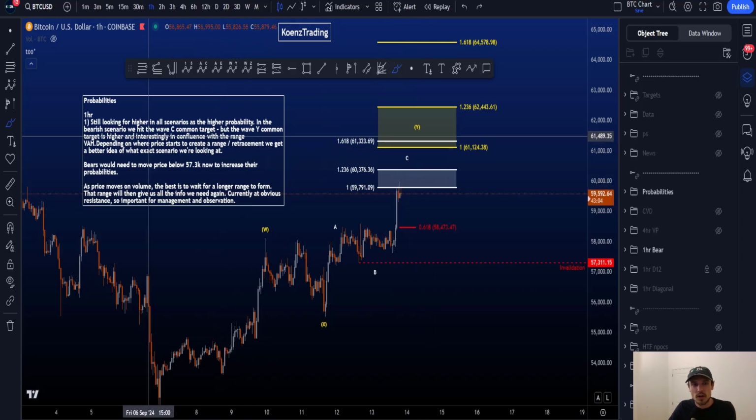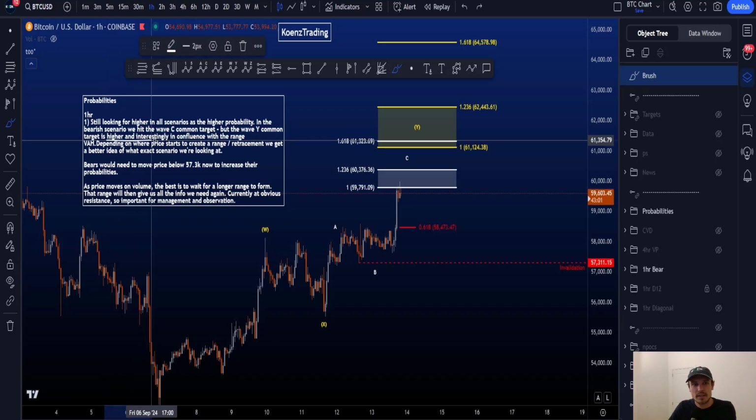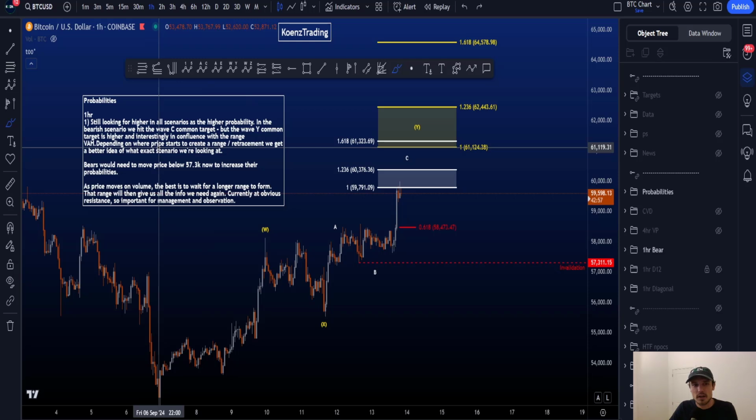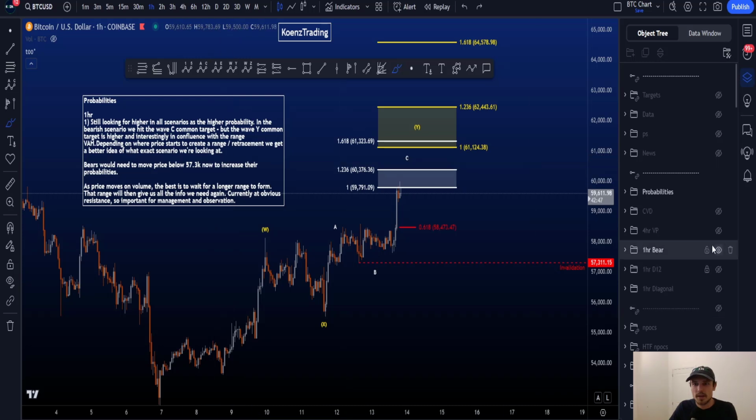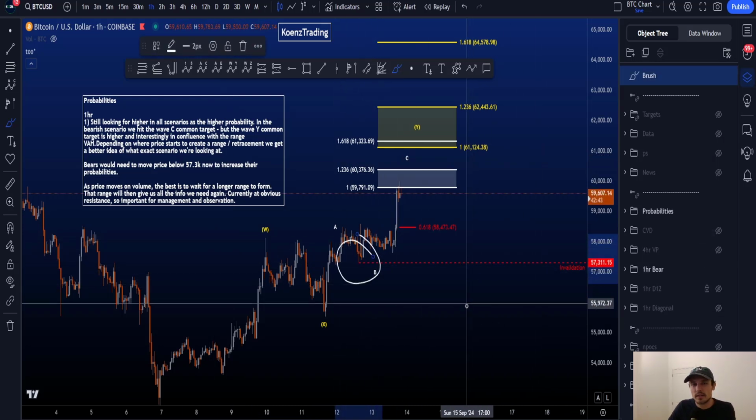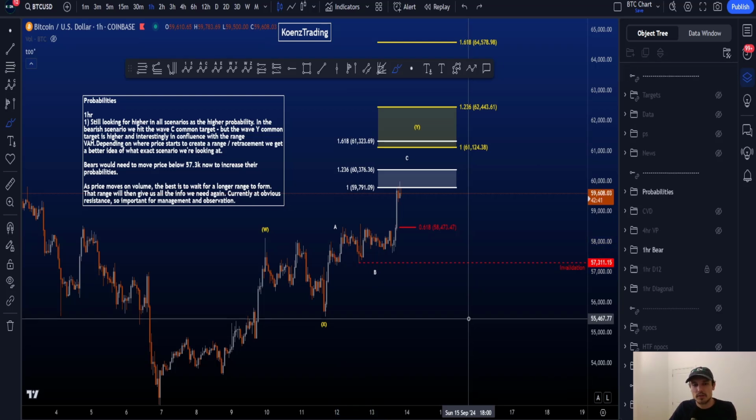But the wave Y common target area in yellow is higher and interestingly in confluence with the range value area high. Depending on where price starts to create a range, a retracement, we get a better idea of what exact scenario we are looking at. Now, bears need to move price below this low over here to increase the probabilities for bearish scenarios. So 57.3k is important for the bears.